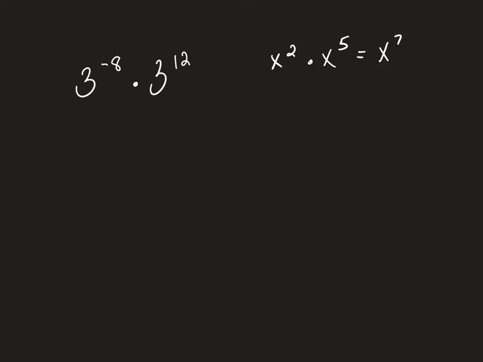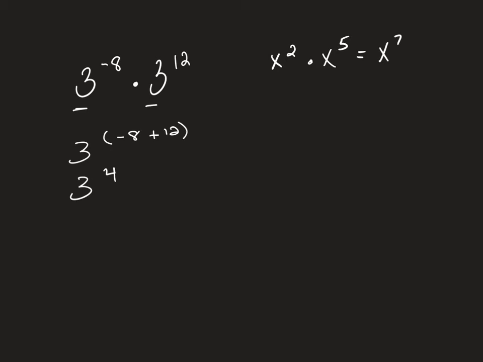Now it's the same concept here when you have a number as your base. So both of these have 3 as a base, which means that I can put them together. They have the same base. So if I have 3 to the negative 8th and 3 to the 12th, I can just simply put these exponents together. So this is like 3, and I'm going to add these exponents, negative 8 plus 12. Now negative 8 plus 12 would give us 3 to the fourth power, and that would be our simplified answer.